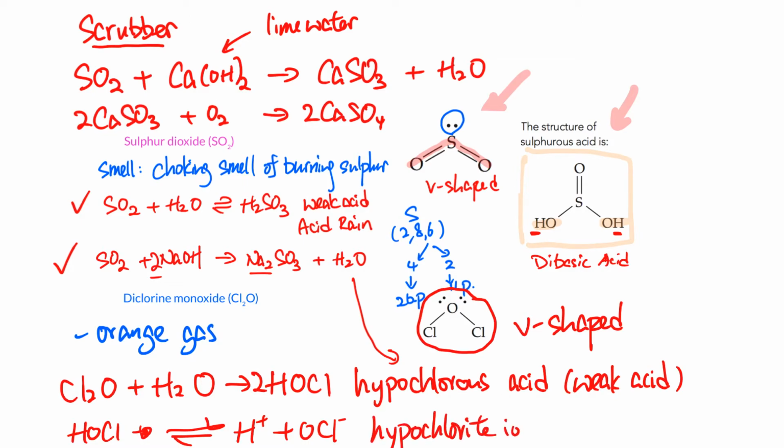The name for this one is hypochlorite ion. Just to recall your memory, normally hypochlorite ion is a kind of bleaching agent. It will have some bleaching effect. So for dichlorine monoxide, can it react with NaOH? Of course it can, and the product it forms will be sodium hypochlorite as well. But in your textbook, it doesn't show this. So it will be like that.